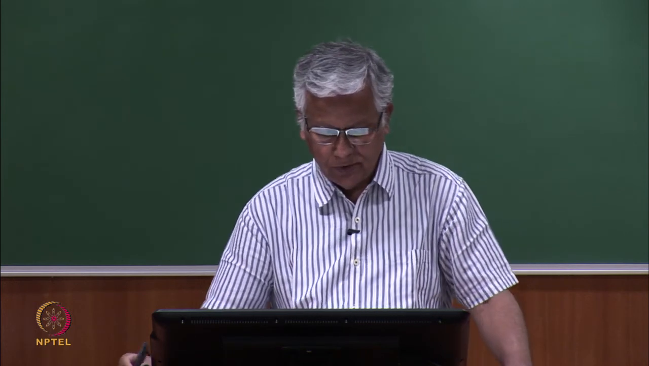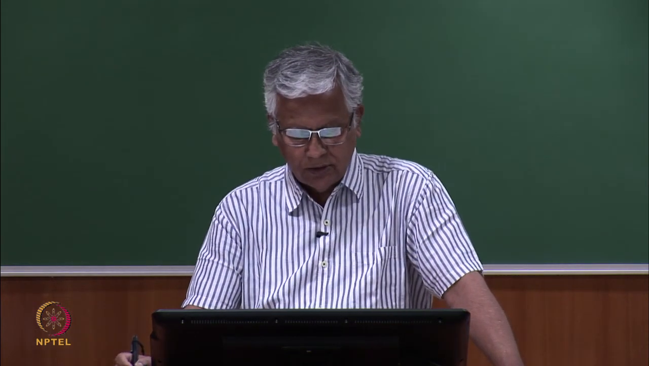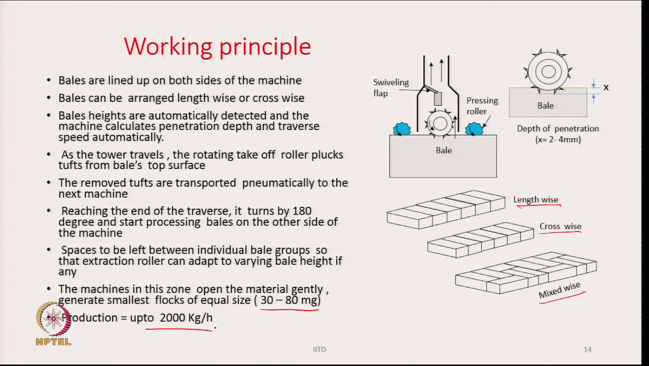So, the variability in the weight of the tufts is much more with the traditional bale opening devices, whereas with this type of automatic bale opening devices, the variability in the tuft size is much less, and the production rate could be to the order of 2000 kg per hour. One can say it can go up to 2000 kg per hour.